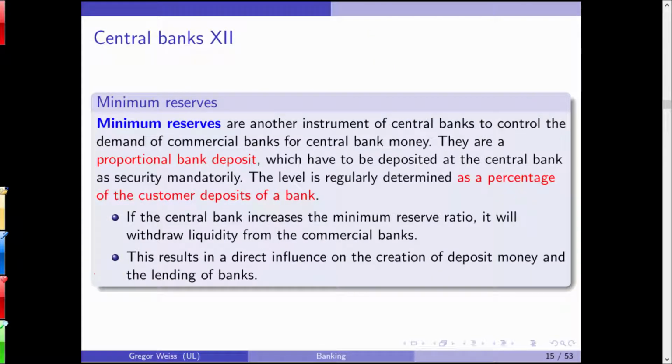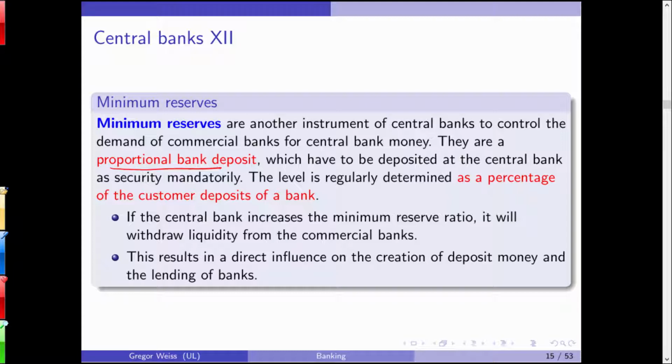Minimum reserves are also one instrument a central bank has at its disposal, and reserves are a tool for central banks to control the demand of commercial banks for central bank money. These are a proportional bank deposit which has to be deposited at the central bank as a mandatory security. And the level is regularly determined as a percentage of the customer deposits of a bank.